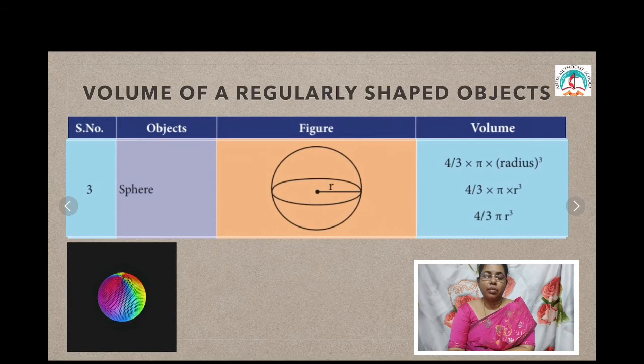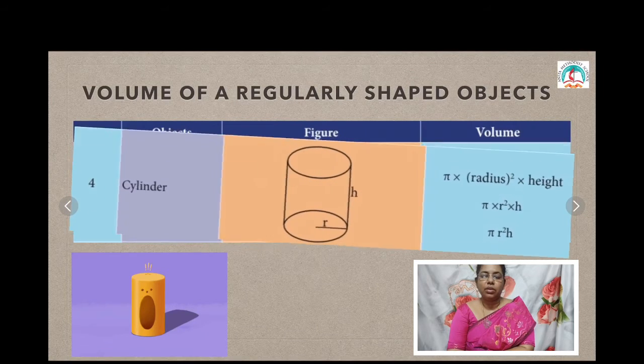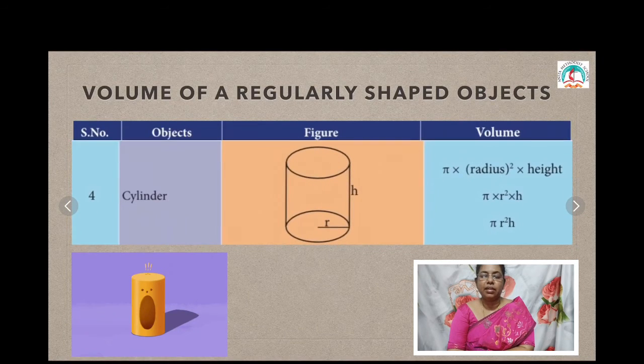Next, let's learn about the volume of a cylinder. Okay, so what is the volume of a cylinder? Which is pi r square h. Okay, where r is the radius and h will be the height of the cylinder. So the volume of a cylinder will be pi r square h.